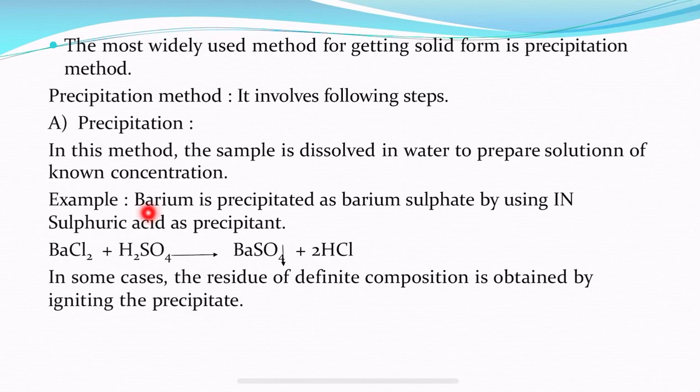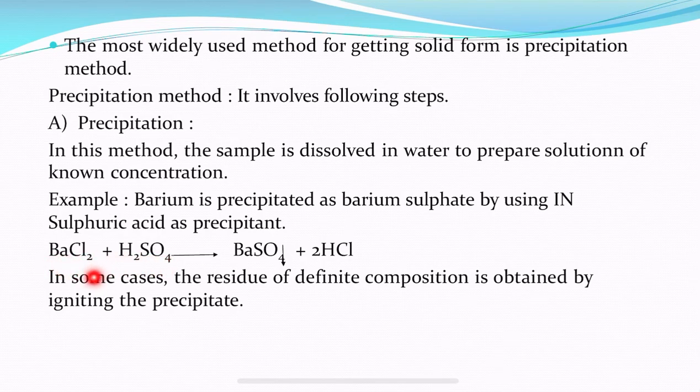So, what is going to happen in this precipitation? Barium is precipitated as barium sulphate by using 1 normal sulphuric acid as the precipitant. Here sulphuric acid is used as a precipitant. How does the reaction go? We will take barium chloride, and to that 1 normal sulphuric acid is added and thoroughly stirred. What happens here is that an exchange of ions takes place.